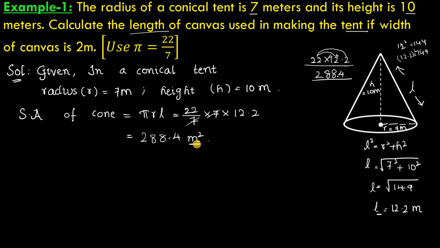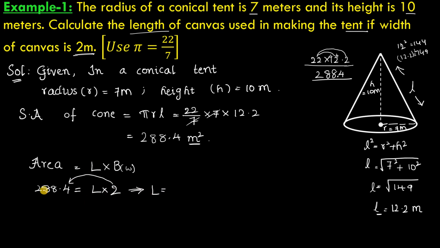Units are given in meters, so meter square. Now we'll find out the length. Area equals length into breadth. Area is 288.4 equals length into breadth. Breadth means width. Here the width of canvas is given, 2 meters. So length L equals, this 2 comes to this side, it will divide. So 288.4 by 2 equals 144.2 meters, because this is length, not any volume or area.